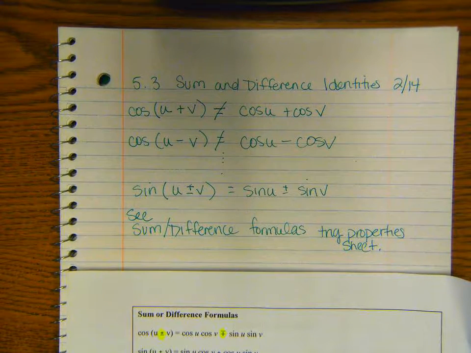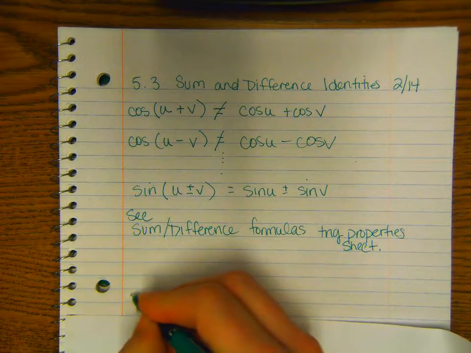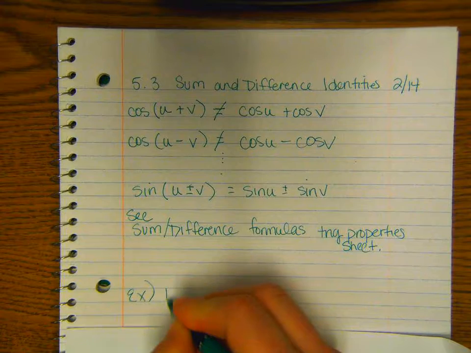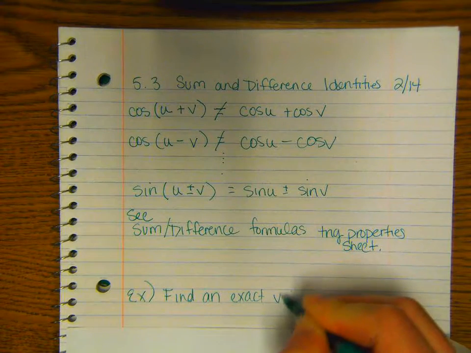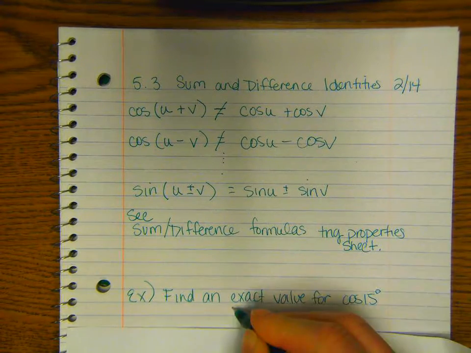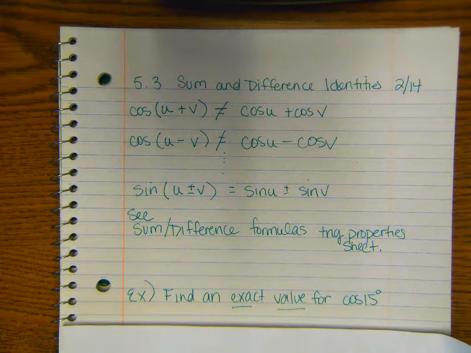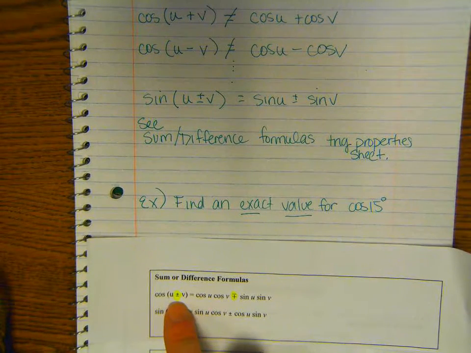So if I said to you, we're going to use this formula to find an exact value for cosine of 15 degrees, you might be thinking, well, that's not a value on the unit circle. So here's our goal. We want to figure out, are there two angles that we do know on the unit circle that we can add or subtract that would give us 15?